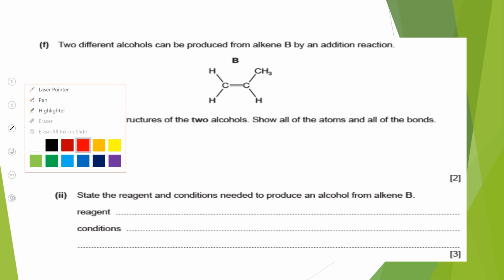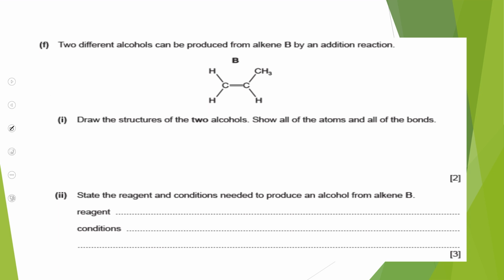Taking this second question, we'll read through the questions and find suitable answers for them. Two different alcohols can be produced from alkene B by an addition reaction. Okay, so look at this. Alkene B has been provided. We can make two different alcohols from this, and we are doing this by addition reaction.